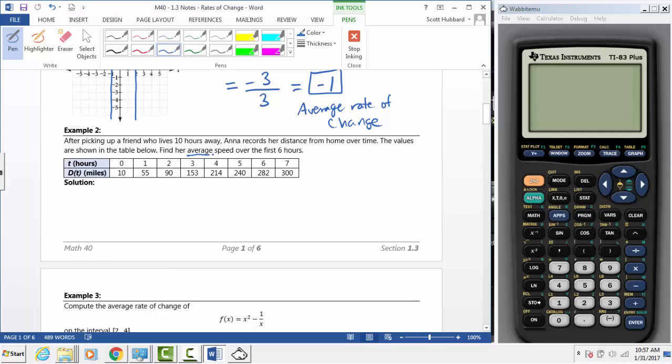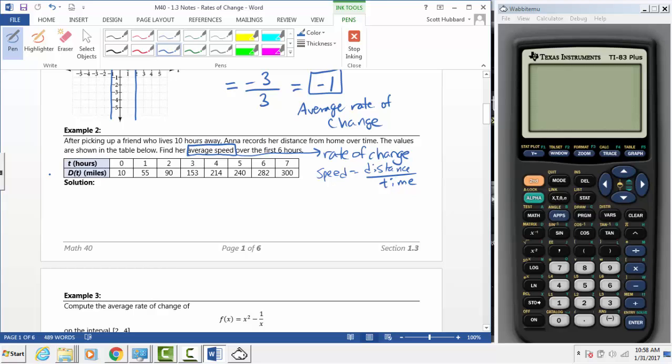Okay, so moving on, this one says let's find the average speed. Now speed is the rate of change. Speed just tells you how fast you're going, how fast you're moving. And so if I'm given distance and time, I know that speed has to be distance over time. That's why when they ask for the average speed, what we're really asking for is the average rate of change, because distance over time is your speed.